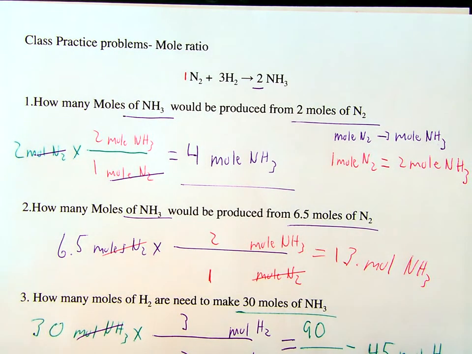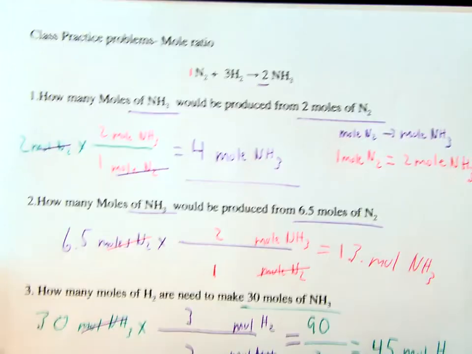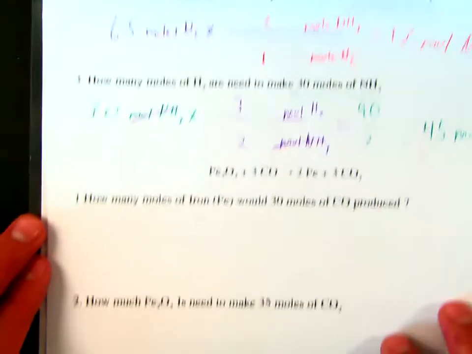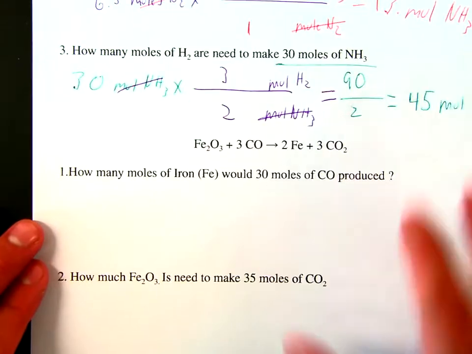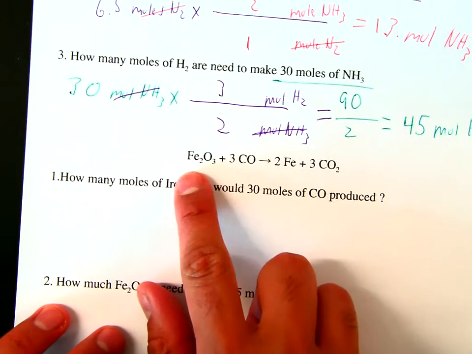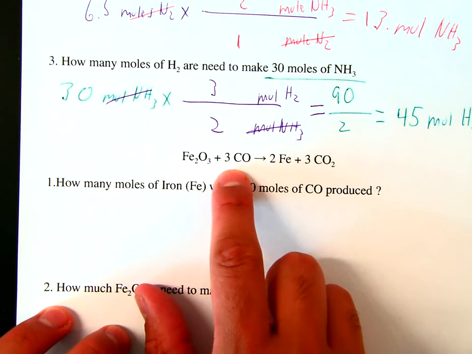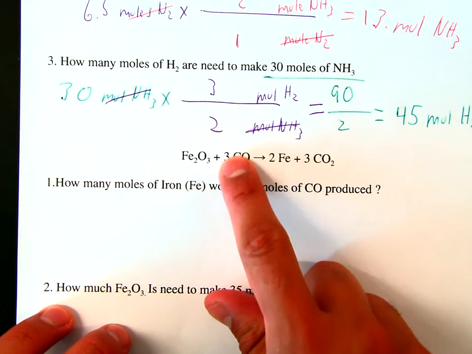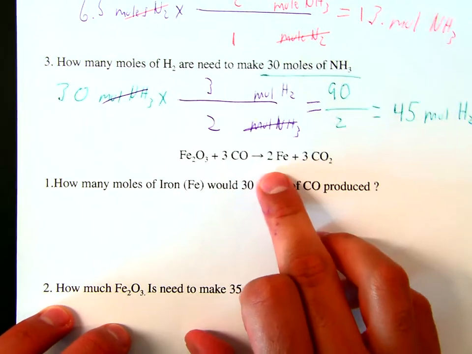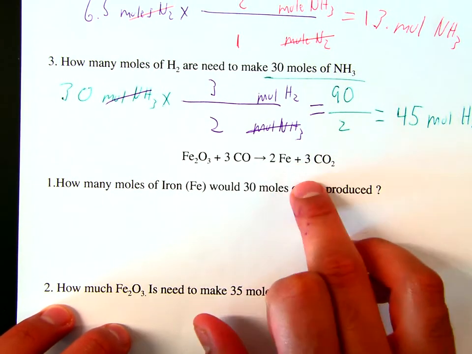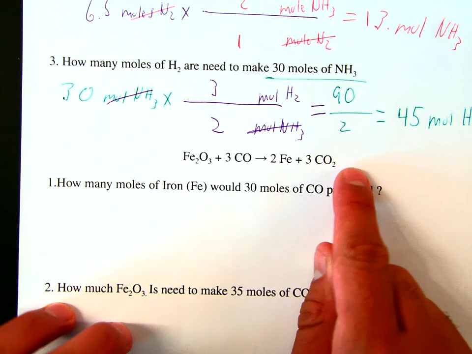All right, let's go ahead and do 2 more problems, but now we are using a different equation here. So same process, just a different equation. In this problem, we have iron oxide reacts with 3 moles of CO, which is carbon monoxide, to make iron and 3 CO2s. Okay, 2 irons and 3 CO2s.